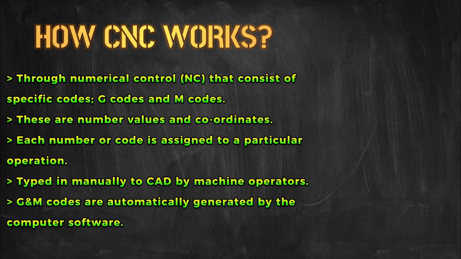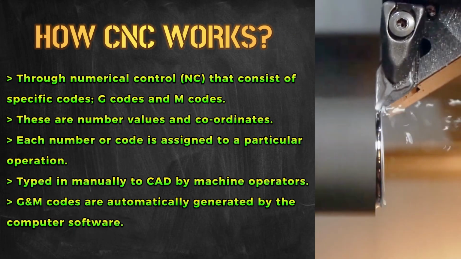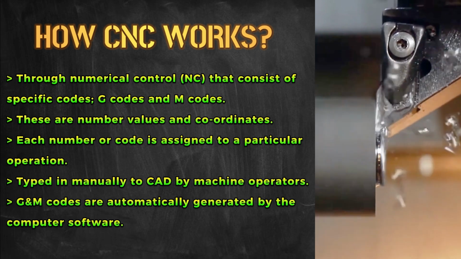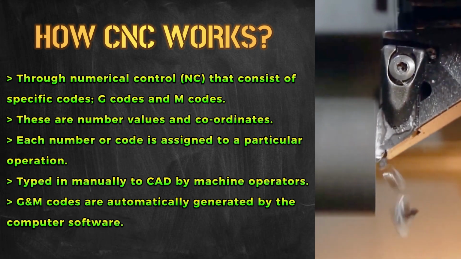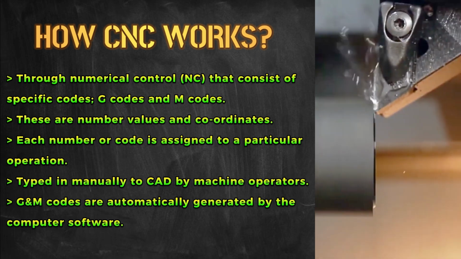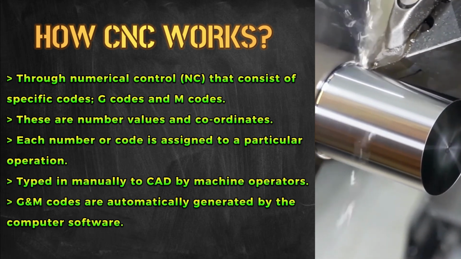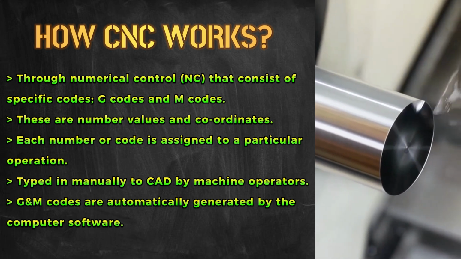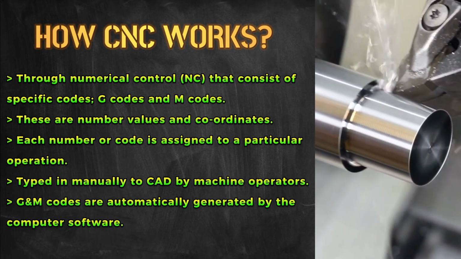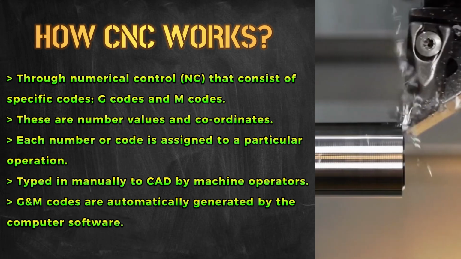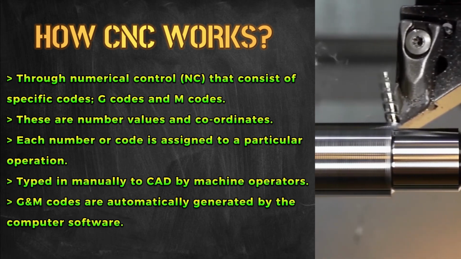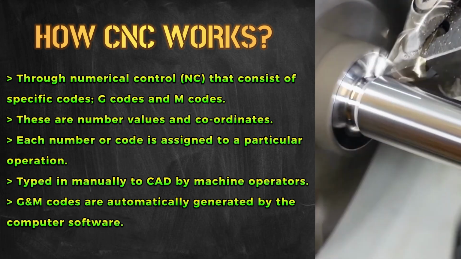Lastly, here we learn about how CNC works. CNC works through numerical control that consists of specific codes, G codes and M codes. These are number values and coordinates. Each number or code is assigned to a particular operation, typed in manually by machine operators. G and M codes are also automatically generated by the computer software.